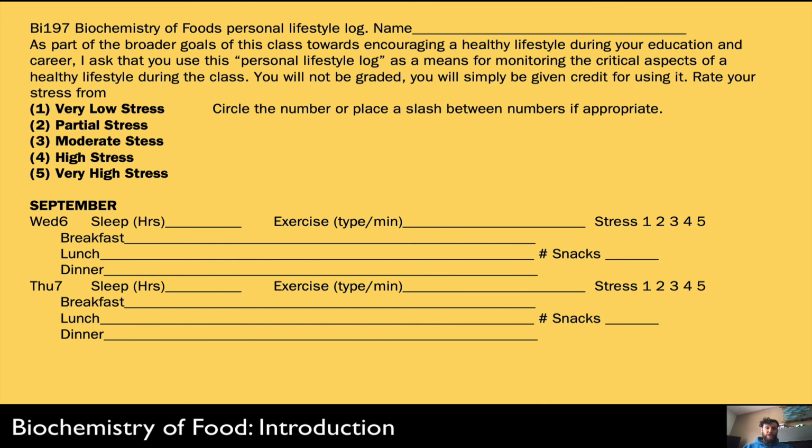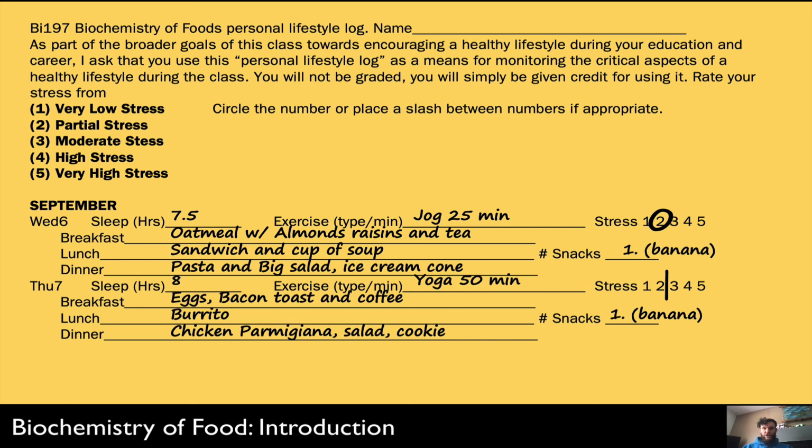So the first thing is you want to rate your stress from very low stress, as low stress as you can get, you're feeling pretty mellow, then partial stress, moderate stress, high stress, or very high stress. You'll either circle a number, or if you're somewhere between partial stress and moderate stress, you'll put a slash between them. That's fine, sort of like a 2.5, for example. And then you'll fill in the rest of the stuff.